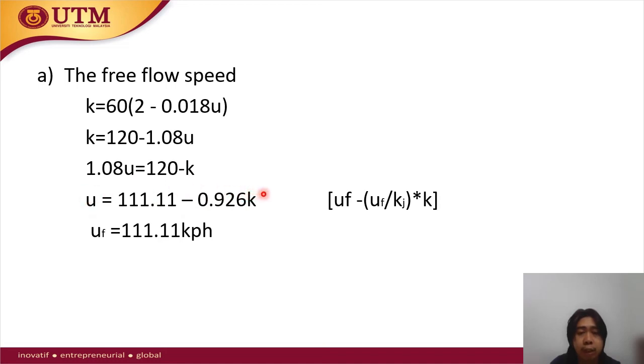Now, as you can see, this equation is quite similar to the relationship diagrams that we have studied, right? Which is this one, the speed and density relationship. Now, we can derive UF from this equation, which is 111.11 km per hour.